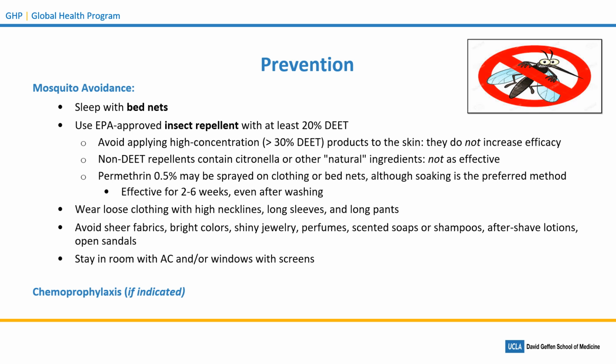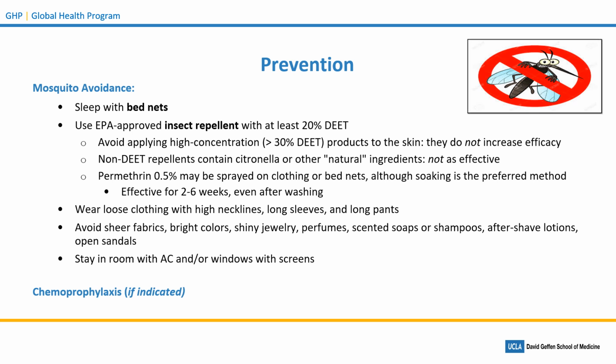So sleep with bed nets. Make sure that the bed net doesn't have a hole in it and that you've tucked it really well under the mattress. Use an EPA-approved insect repellent with at least 20% DEET. There's no need to use greater than 30% DEET on your skin. It does not increase efficacy, and it just irritates your skin.